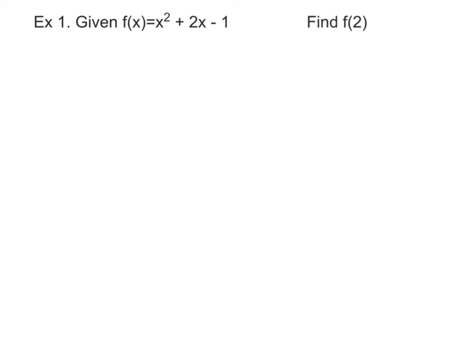All right, example 1 says, given f of x equals x squared plus 2x minus 1, find f of 2. So here's what we're going to do. We're going to write f of 2 is equal to, everywhere I see an x, I'm going to replace it with a 2. So 2 squared plus 2 times 2, because again, I'm seeing an x, I'm putting in this value of 2. This value of 2 went in here and went in here, okay? That's where I'm getting that.